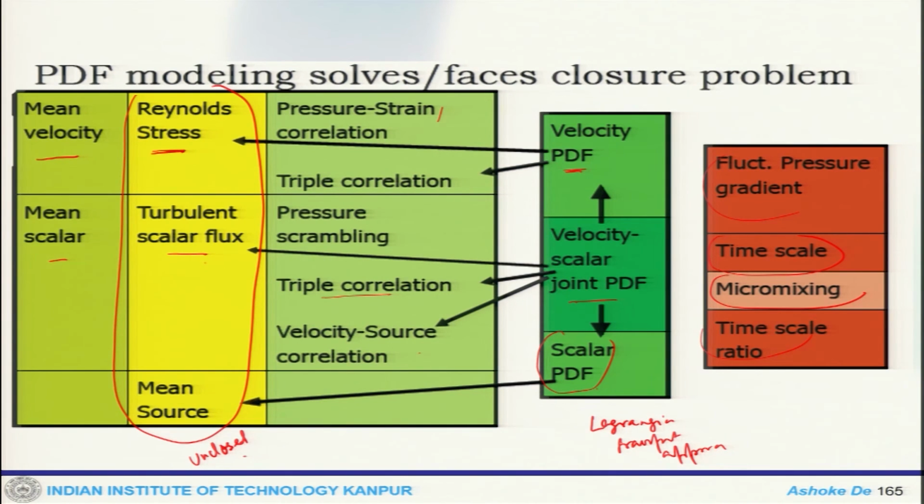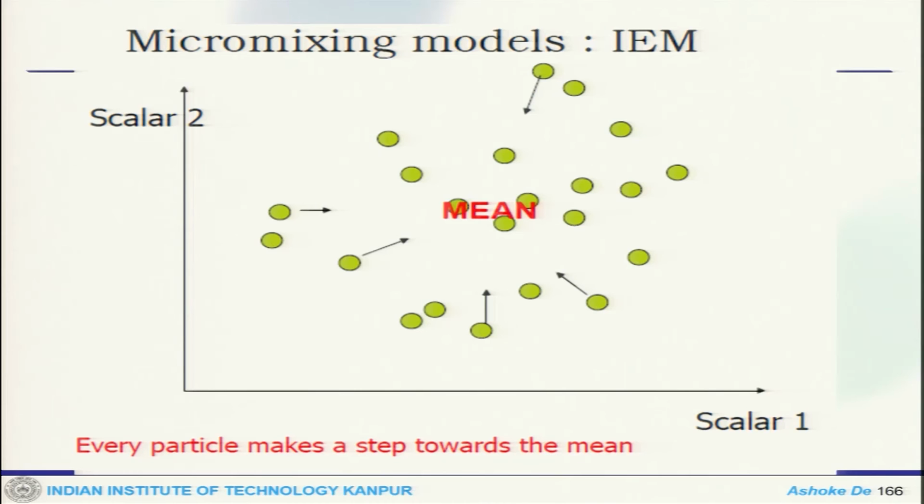Now, one more thing which remains is the micromixing model. When we looked at the scalar PDF, the only thing that we talked about was the IEM, which is essentially that every particle tries to go towards the mean.